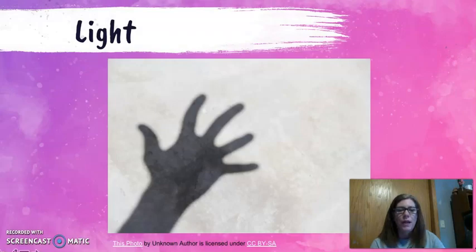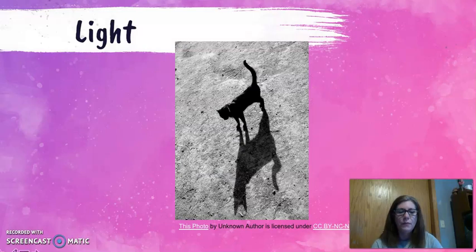So in our last video, we saw a video clip that showed different types of shadows and how you could look at those shadows and try to figure out what they were. These are pretty easy to figure out. That's obviously someone's hand. And there you can see the object that's making the shadow.